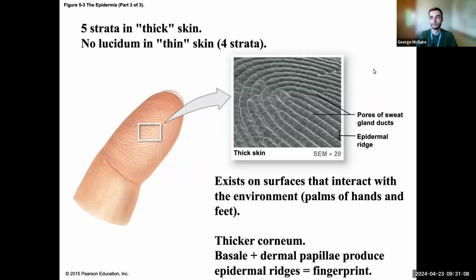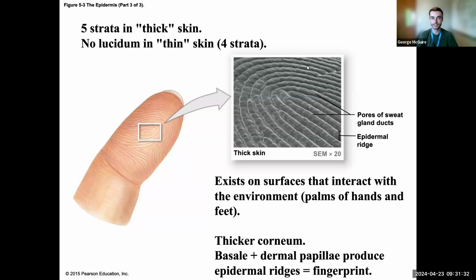So besides having one extra strata or one extra layer, our thick skin is also unique in that it has these ridges that you don't see on the rest of your skin, right? What makes up our fingerprints. The bottoms of your feet do have these same ridges that we associate with our fingerprints.